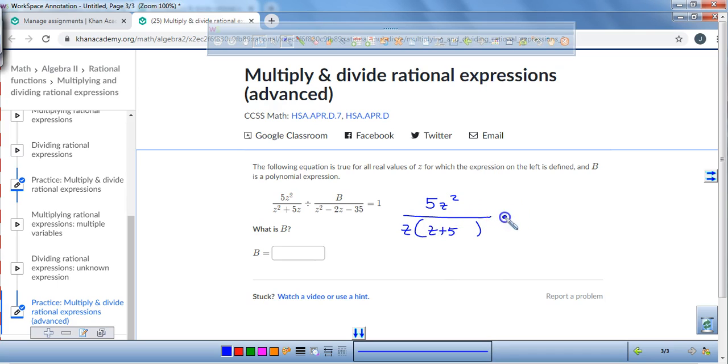Now I'm going to change this division symbol to a multiplication symbol, and I'm going to flip that fraction. So we're going to put z squared minus 2z. This is so easy, it's crazy.